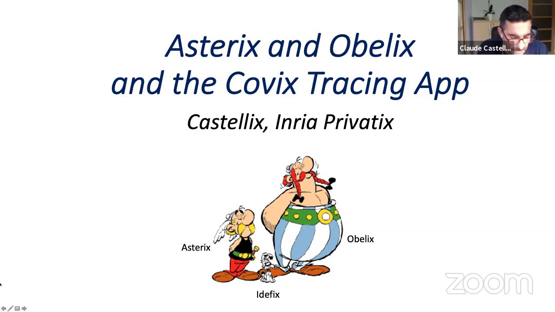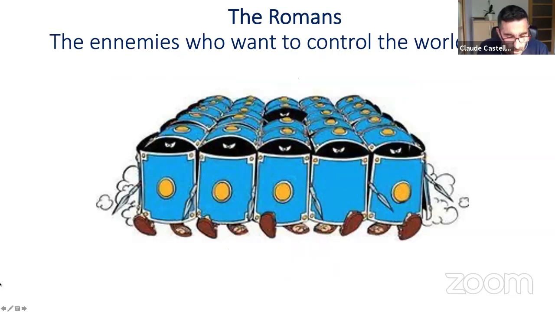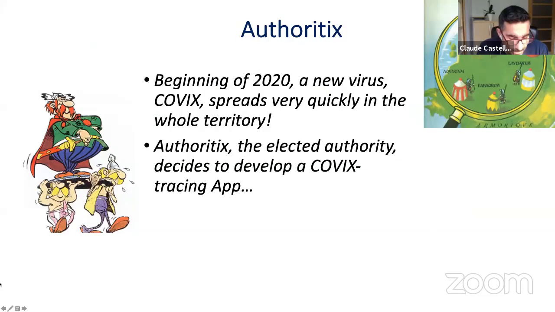And they have a common enemy, which are usually the Romans that want to control their land and their data. The village is actually managed by an authority that was elected democratically. And since the beginning of the year, there is this deadly virus, which is called Covix, that is spreading out. And the authorities decided to develop a new app that is called Covix tracing app.